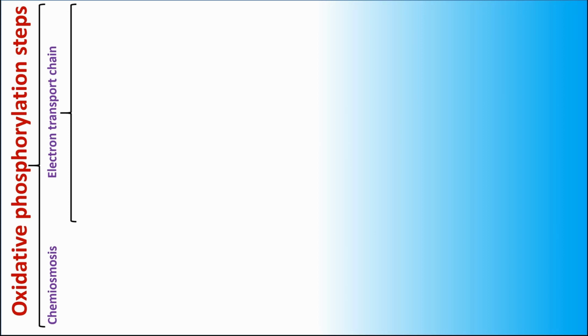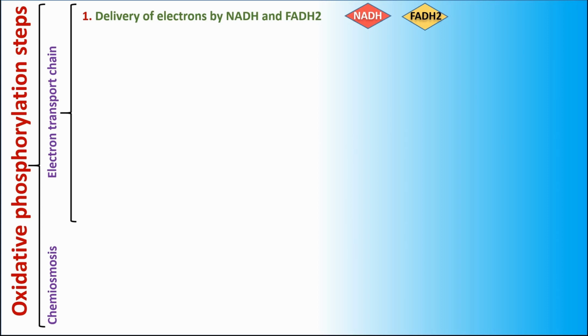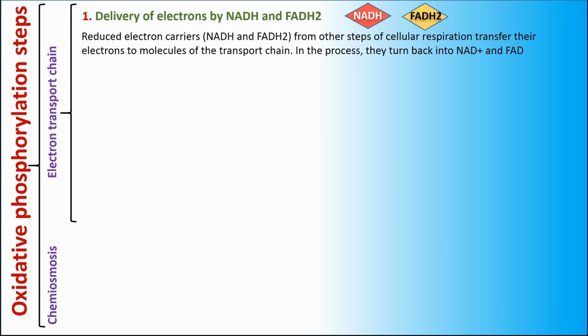Electron transport chain has 3 steps. Step 1. Delivery of electrons by NADH and FADH2. Reduced electron carriers NADH and FADH2 from other steps of cellular respiration transfer their electrons to molecules of the transport chain. In the process, they turn back into NAD+ and FAD.